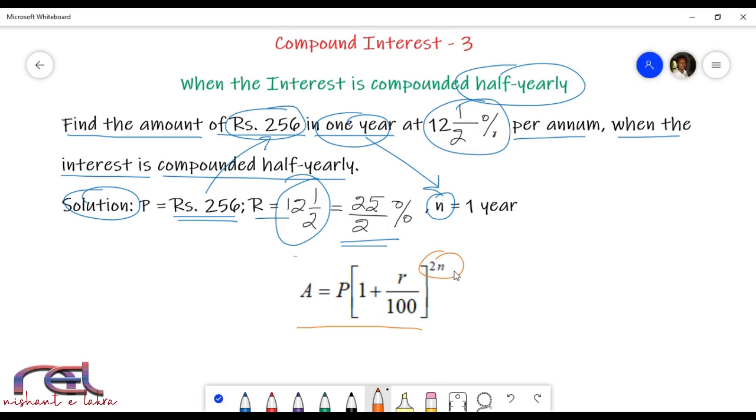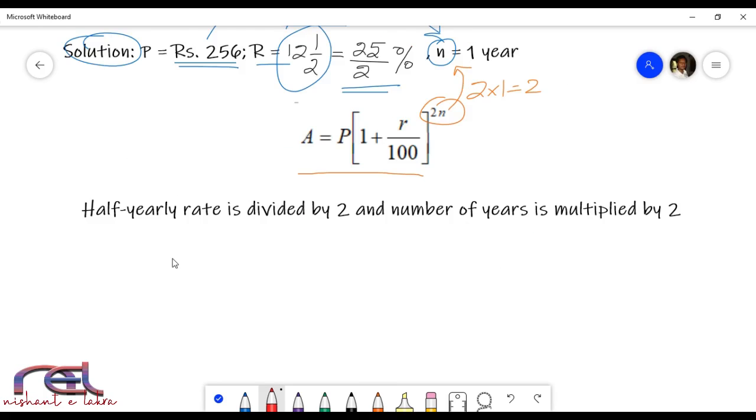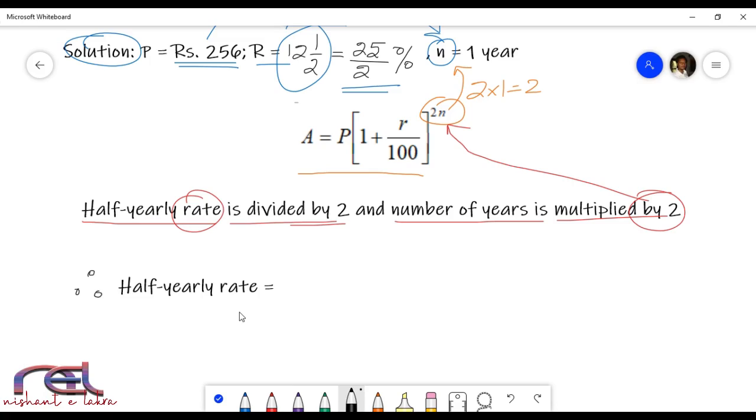Now you remember that there is a slight change in this formula when the interest is compounded half yearly. It is 2n, where time is 1 year, so we have multiplied 2 into 1, that will be 2. Half yearly rate is divided by 2 and number of years is multiplied by 2. Keep this in your mind.